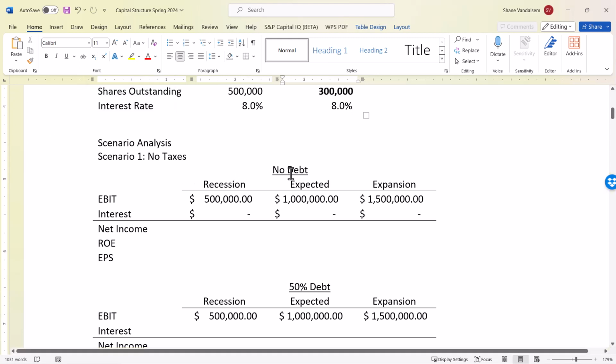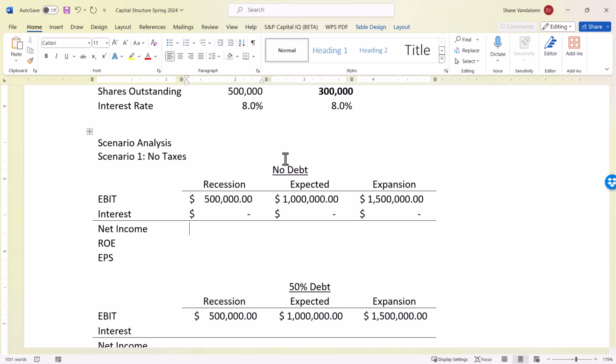In this portion here, the firm has no debt. Their earnings before interest and taxes, that's EBIT: if the economy does poorly and we're in a recession, they expect the firm to have an EBIT of $500,000. If the economy does as expected, just a normal economy, we expect EBIT for this firm to be $1 million. And if things go really well in the economy, in an expansion scenario, the EBIT, or the operating profit of the firm, would be $1.5 million. Since this firm has no debt, the interest expense is going to be zero across the board. The net income is just EBIT minus interest minus taxes, and since there's no interest or taxes, net income is just equal to the EBIT for the firm.